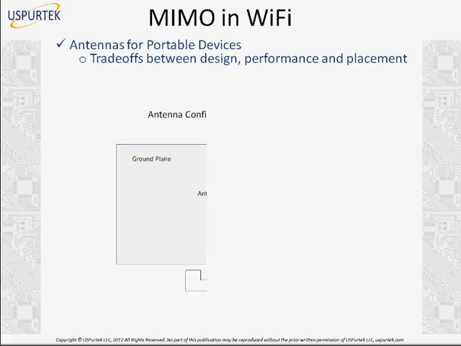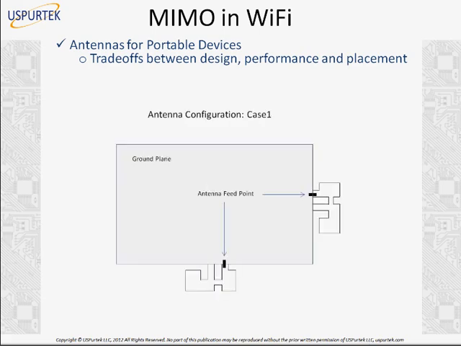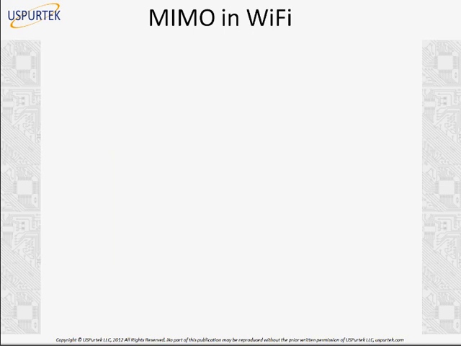Let's go to the next one, antennas for portable devices. For portable devices, as we have seen before, there are trade-offs between design, performance, and placement. All these devices are packed with so much stuff that you really have to be very creative in how you fabricate an antenna for a portable device. This is one configuration, case 1, where you have two antennas in the MIMO configuration, and they are on 2 different sides of the ground plane. Here, of course, you have 2 different antenna feed points which are far apart. That will pose another problem. You need to have 2 feed points and to match their impedance.